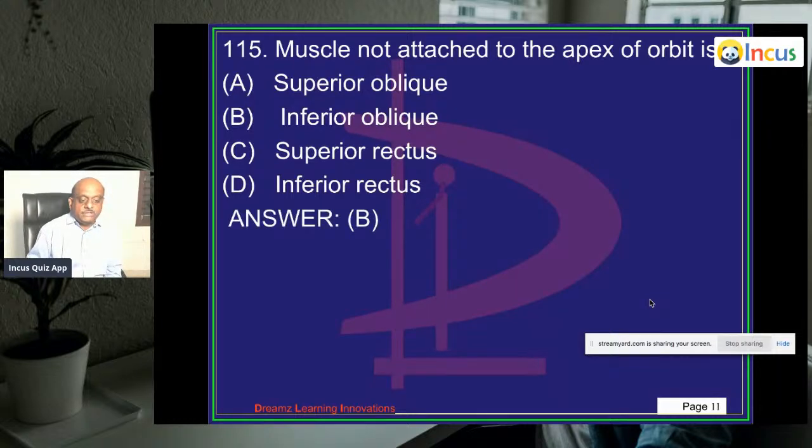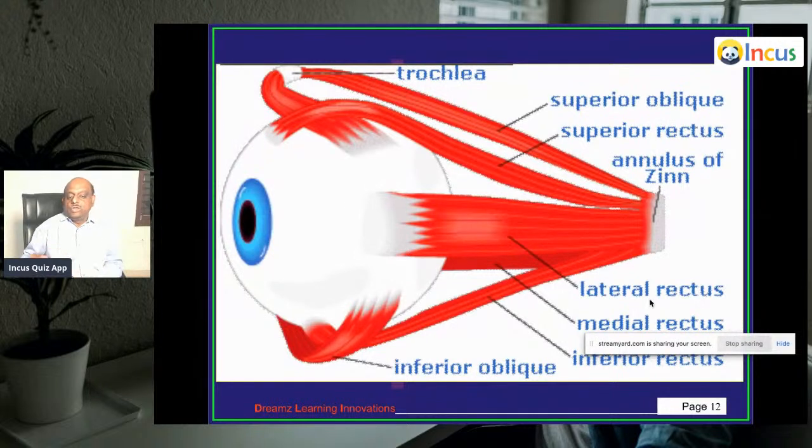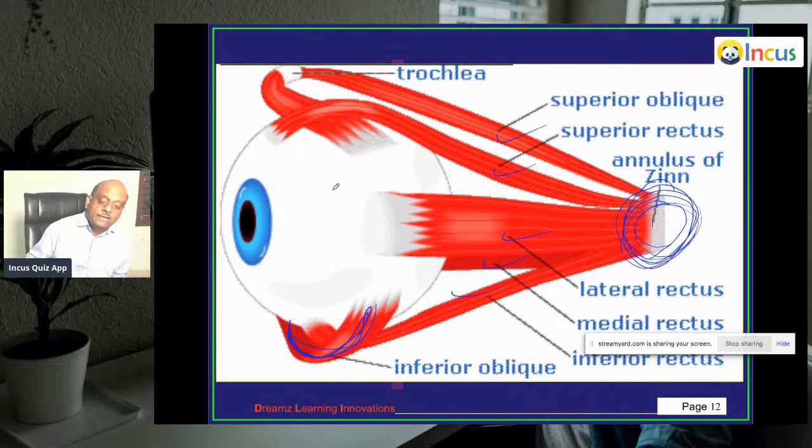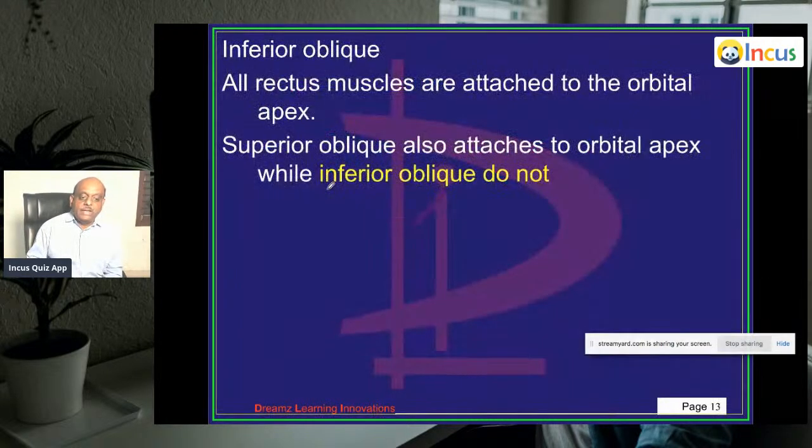So you should remember, doctor, it is the inferior oblique. Superior oblique, superior rectus, lateral rectus, medial rectus, inferior rectus, they are all attaching to the apex, the annulus of Zinn, but not the inferior oblique. It is not going to attach to the apex, is what you need to remember.